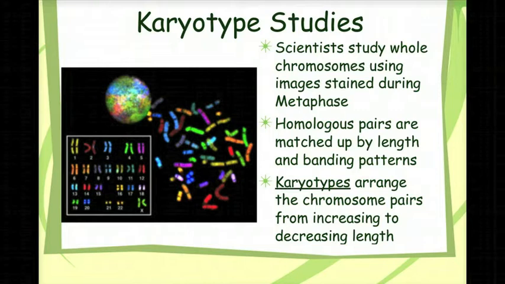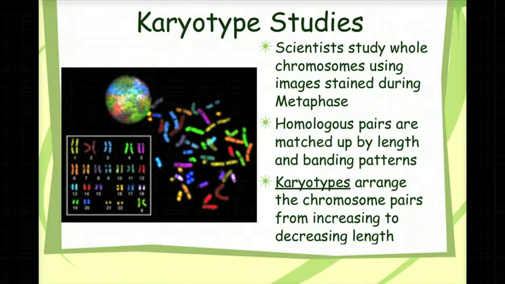It's where they are able to basically freeze the cell as it's going through metaphase. They stain the chromosomes, and then they're able to match up the chromosomes into homologous pairs. So we know that we have two copies of our chromosomes, one from mom, one from dad, and what they'll do is they'll pair up the two homologous chromosomes by the banding pattern that they see and by the length.